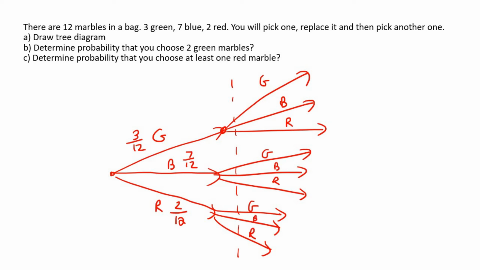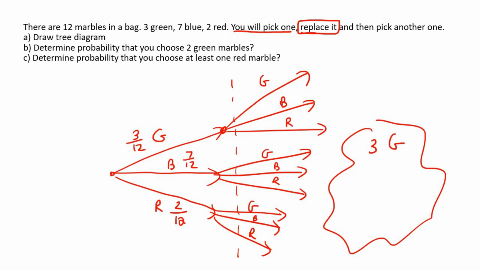Okay, now in this example, it says you will pick one, then you will replace it. What that means is you will put it back into the bag. So let's say we have a bag which has 3 green, 7 blue, and 2 red. Now, if you take 1 green out, let's say you take a green out, but then you put it back, you replace it. So can we agree that you're still going to have 12 marbles in the bag, and the number of greens is still going to be the same, because you are going to put it back. You're not keeping it out.